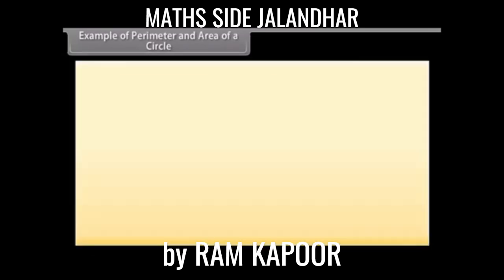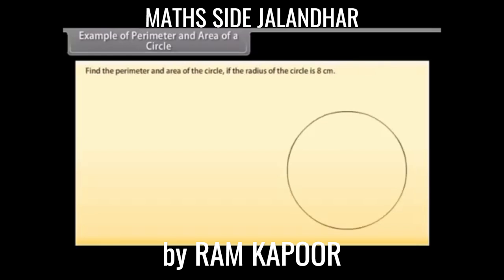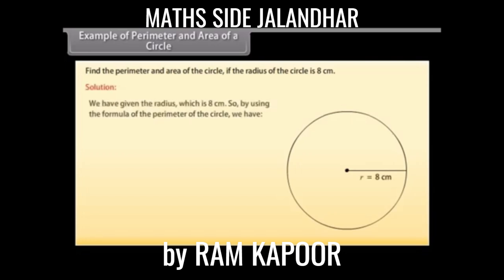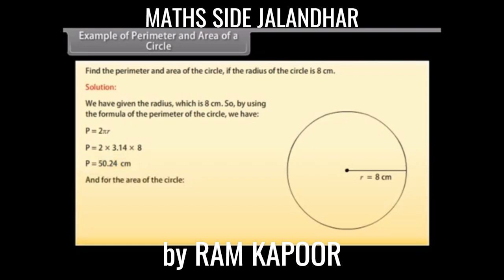Example 2. Find the perimeter and area of the circle if the radius of the circle is 8 centimeter. Solution. We have been given the radius, which is 8 centimeter. By using the formula of the perimeter of the circle, P is equal to 2 pi r. P equals 2 into 3.14 into 8. P equals 50.24 centimeter. And for the area of the circle, A is equal to pi r square. A equals 3.14 into 8 square. A equals 200.96 centimeters square.